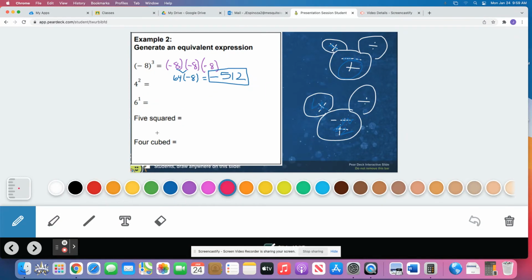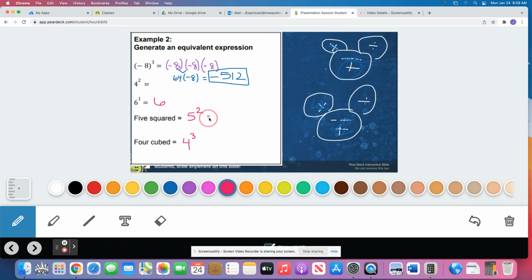Okay, so then I'm going to practice this one, and you guys are going to fill out the rest. So this one right here, 6 to the power 1, that's just 6. And then 5 squared, so again, 5 is your base, and squared is this on top, so to the power of 2. Okay, and then my 4 cubed, so 4 is my base, cube is to the power 3.